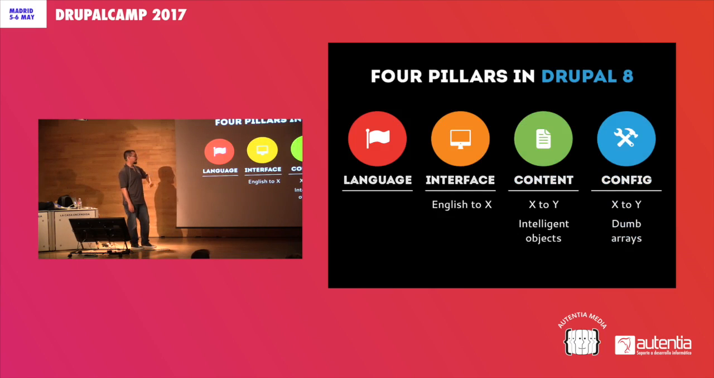So in the case of content translation, we can translate from any language to any other language. In interface translation, we can always translate from English to any other language. Our content translations in the content translation module will be like intelligent objects. You can get the translation, checking which translations are available. In the case of config, you can translate from any language to any other language, but these are like arrays, so you are actually setting values, and then these values are overriding other values. So it's really powerful, but you don't have proper intelligent objects.